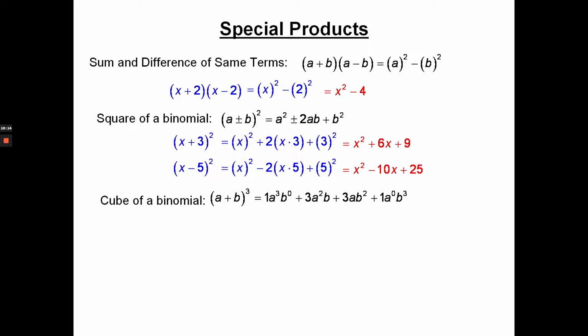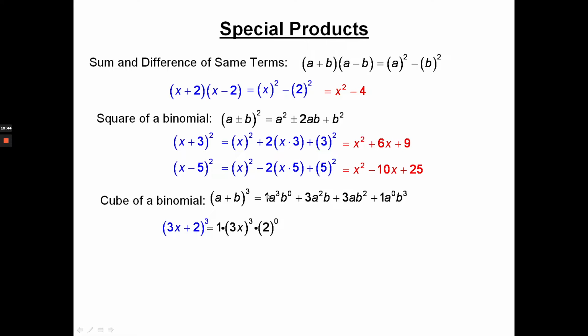Our cube of a binomial, okay? So if we have a plus b quantity cubed, it's going to equal 1 a cubed b to the 0 plus 3a squared b plus 3ab squared plus 1 a to the 0 b cubed. Okay, so for this, just follow your pattern. Our a is going to be our 3x, our b is going to be 2.